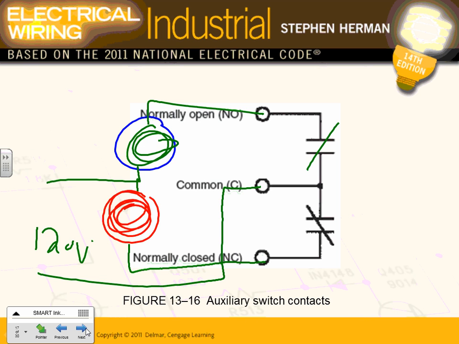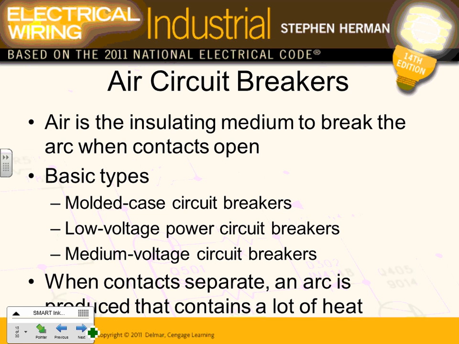Here's an auxiliary contact used. They give you green light, the circuit breaker is on; red light, the circuit breaker is off; or any other combination that you want to do. So these are the auxiliary contacts. Almost all power circuit breakers, guys, have auxiliary contacts. Okay, I'm going to give you a break in 5 minutes, guys.